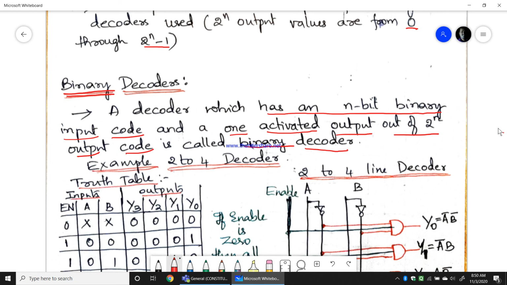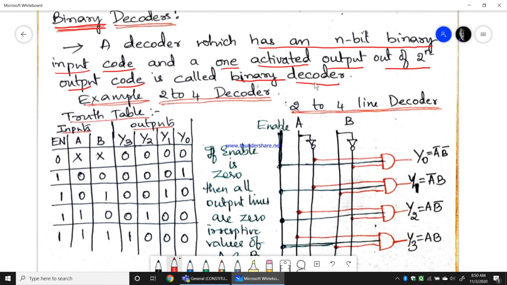Now we'll take one example. This is a 2 to 4 line decoder, or 2:4 line decoder, where 2 is the number of input lines and 4 is the number of output lines. When I say two inputs, it means that you will have 4 combinations of inputs. 2 bits is the input, therefore 2 power 2 gives 4 combinations: 00, 01, 10 and 11. That is what I have written here.